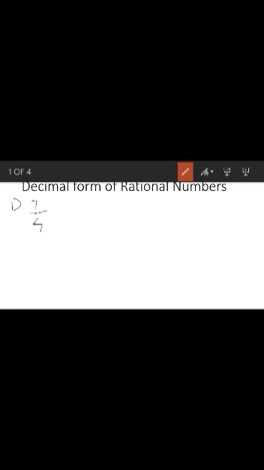we'll see that 7 is equal to 7.0. Is there any difference? No difference, isn't it? 7.0 means no difference. Now after the decimal point we can add any number of zeros to write the rational number in decimal form.